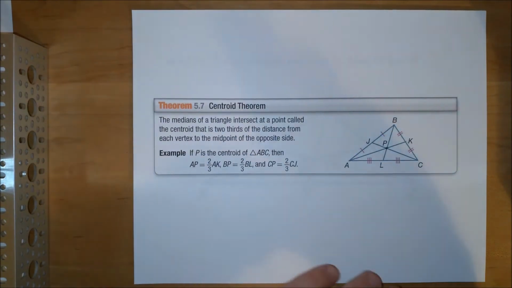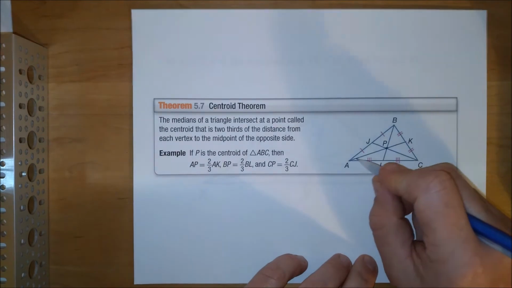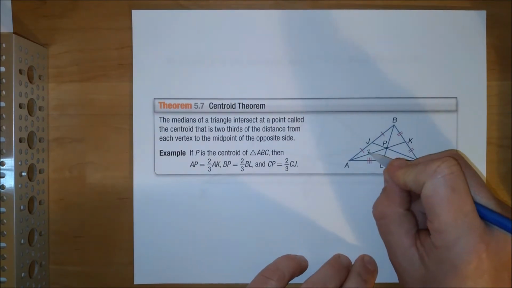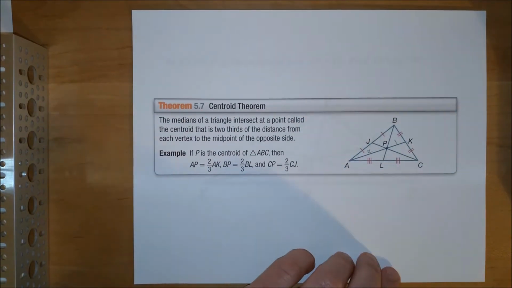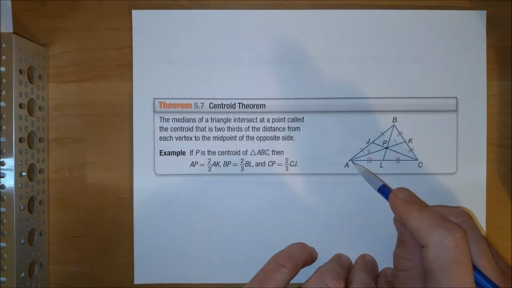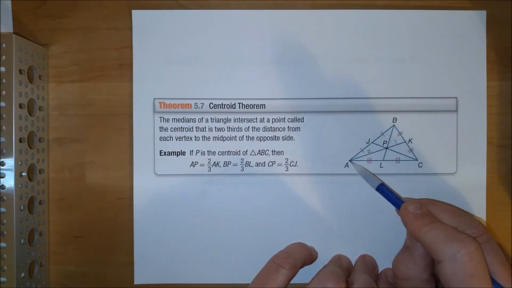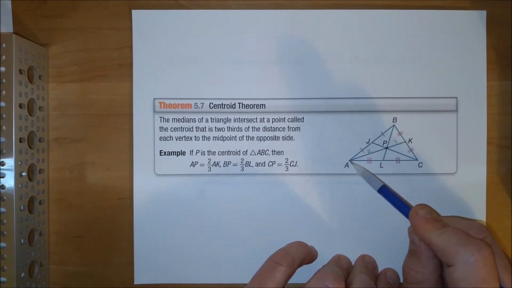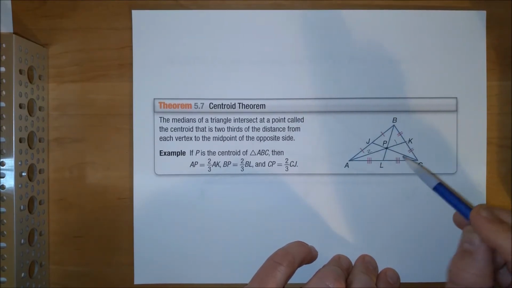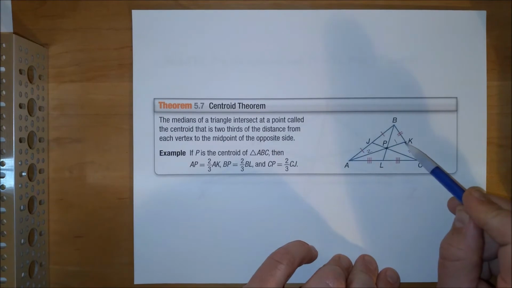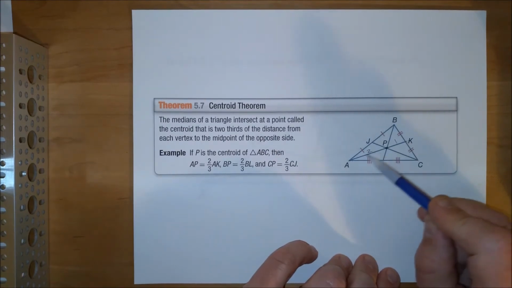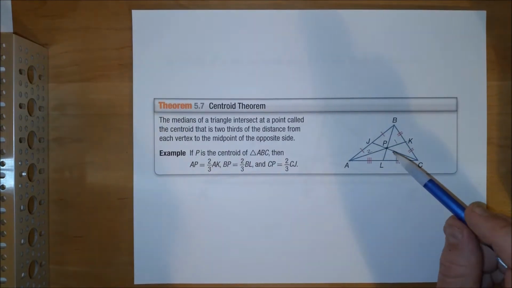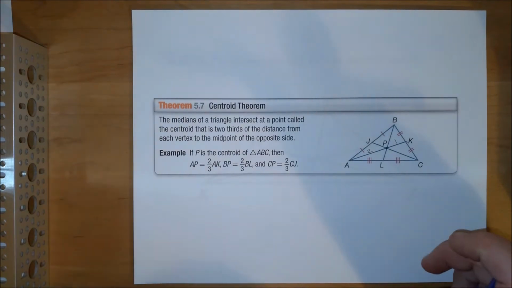Another way to look at it is that the ratio of these segments is 2 to 1. It will always be 2 to 1 if you want to look at the individual segments rather than the entire median. This segment is 2/3 of the whole total median. Well, that means that PK must be 1/3, right? So their ratio will always be in the ratio 2 to 1. That's a good quick shortcut that you can use.